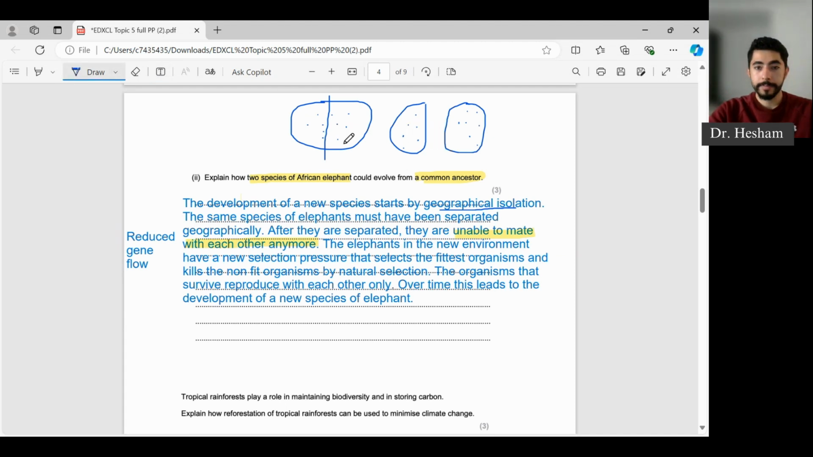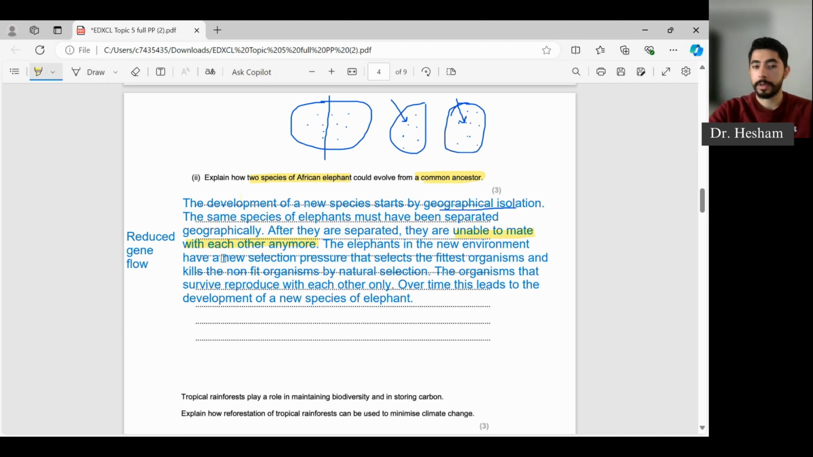So what happens then? Suppose this island is a new environment for the elephants. The pressures or the nature on this island is different from the nature on the other island. Let's say the climate or the temperature in this place was higher than in that place. So this place would have a different selection pressure. This is what I mentioned here.